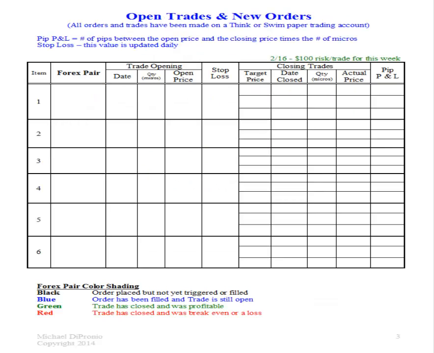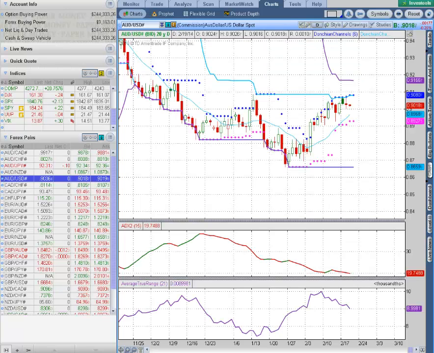Here's our trade summary chart for February. For open trades, there are presently no open trades. As for new orders, we didn't place any new orders today. As there aren't any qualified pairs today, let's look at some of the popular Forex pairs to trade.